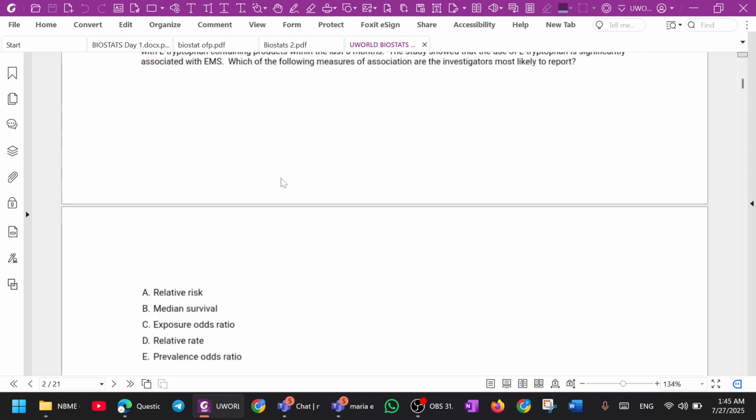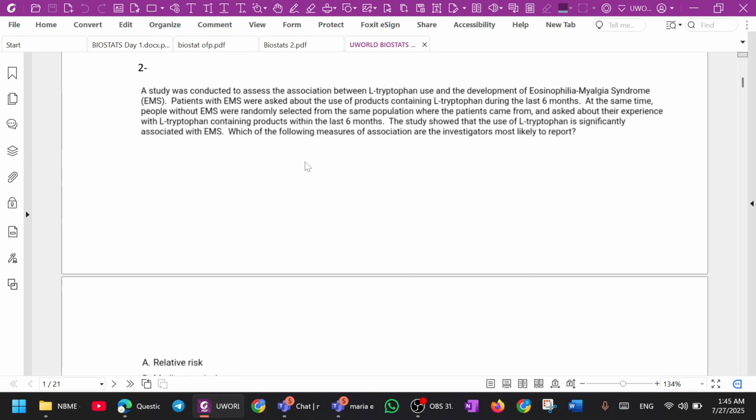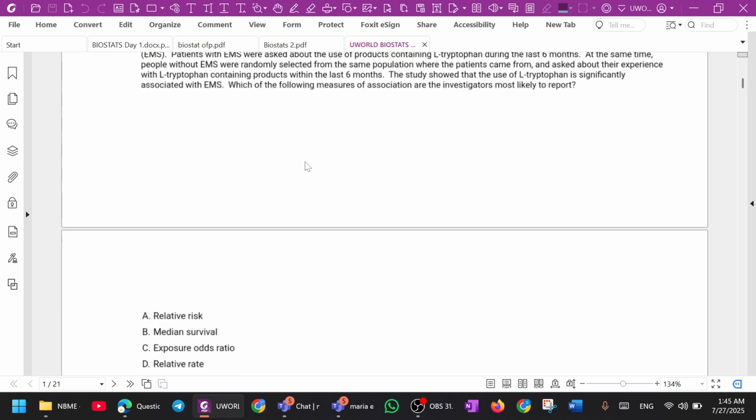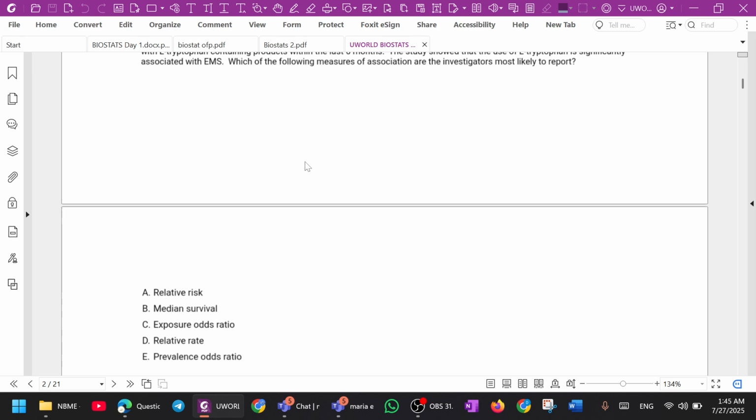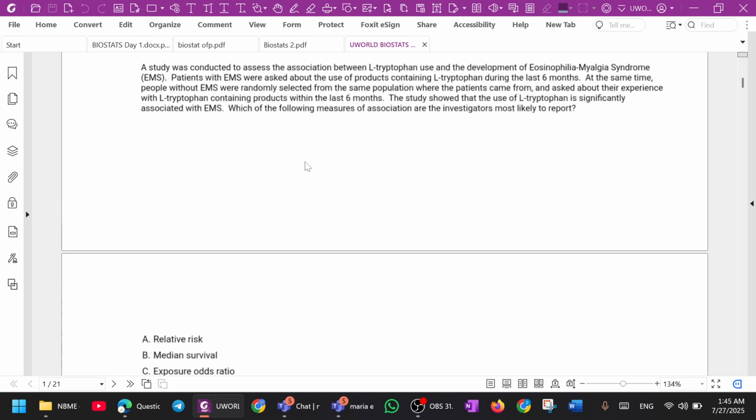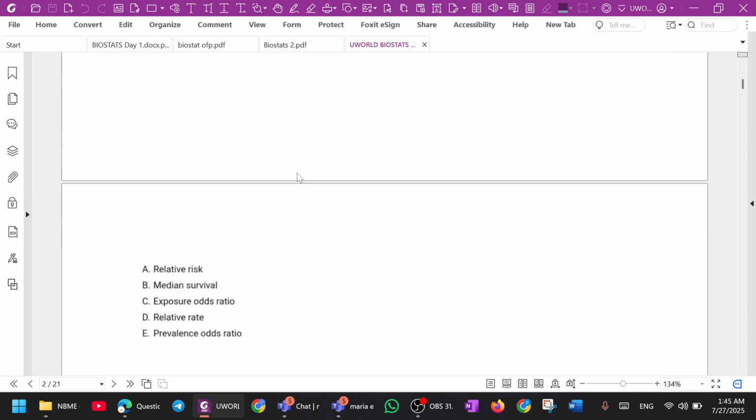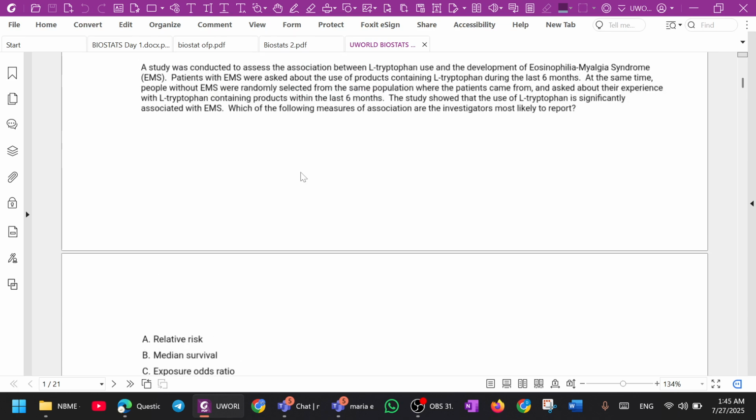Is it median survival? Okay, tell me what study design do you think they used? Is it cohort? Is it case control? Is it cross sectional? Is it chi-squared? Is it t-test? What do you think they used? I think you know what they're asking you. Let's go step by step. What do you think they used?